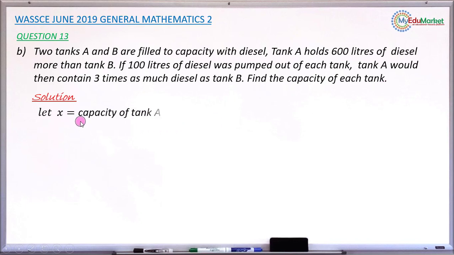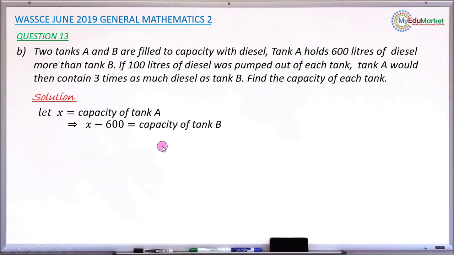So now let X be the capacity of tank A. If X is the capacity of tank A, that is the amount of diesel inside tank A when it is filled, it implies tank B has an amount of diesel 600 liters less than that of A. So we now have X minus 600. This will be the capacity of tank B, because tank A contains 600 liters more than tank B. So subtracting 600 from the capacity of tank A gives you the capacity of tank B.